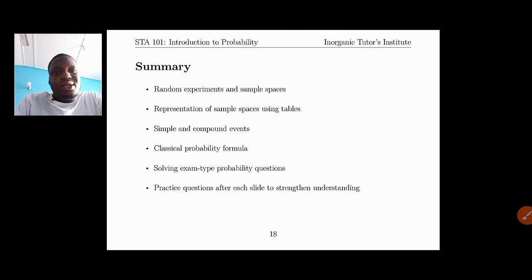Those sections will also come. And we've also practiced questions after each slide to strengthen understanding. You know, it is key to learn and practice at the same time. You can study, and without practice, you'll be found wanting when it's time to produce what you've learned. So I'll always make sure for each slide you have some questions to discuss to strengthen your understanding.